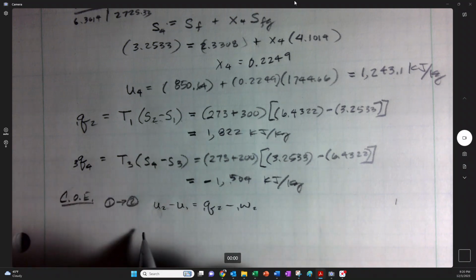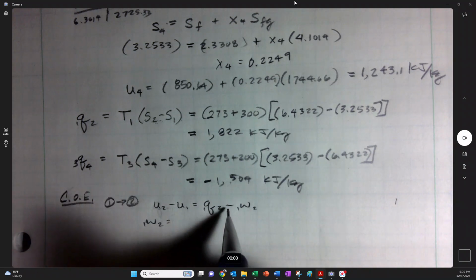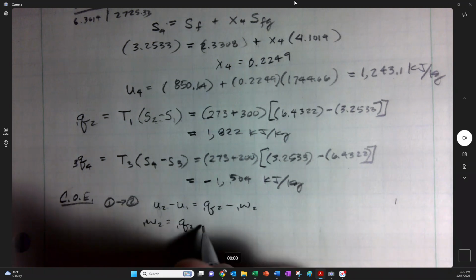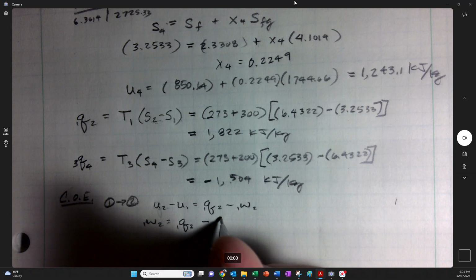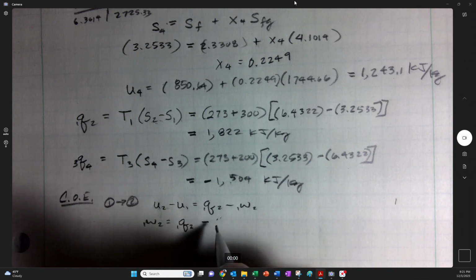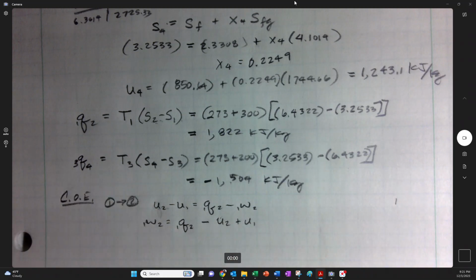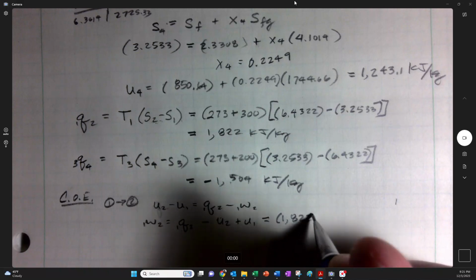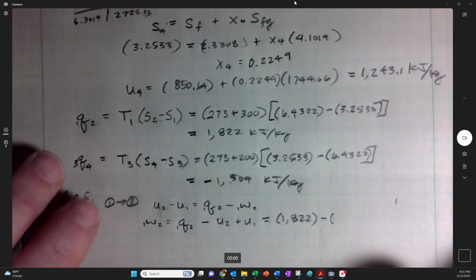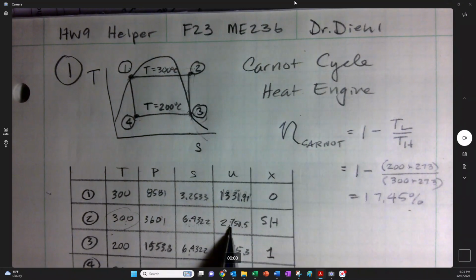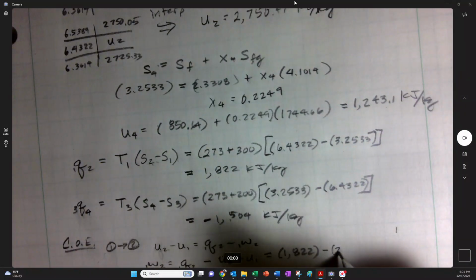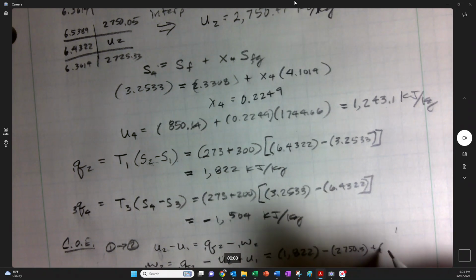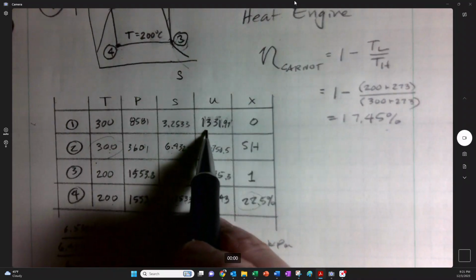So we can find what the work from 1 to 2 is going to be by taking Q1 to 2 and subtracting U2 and adding U1. We already just got that a second ago. So 1,822. And now U2, we found that up above, is 2,750.5, and then we're going to add to it U1, which is 1,331.97.